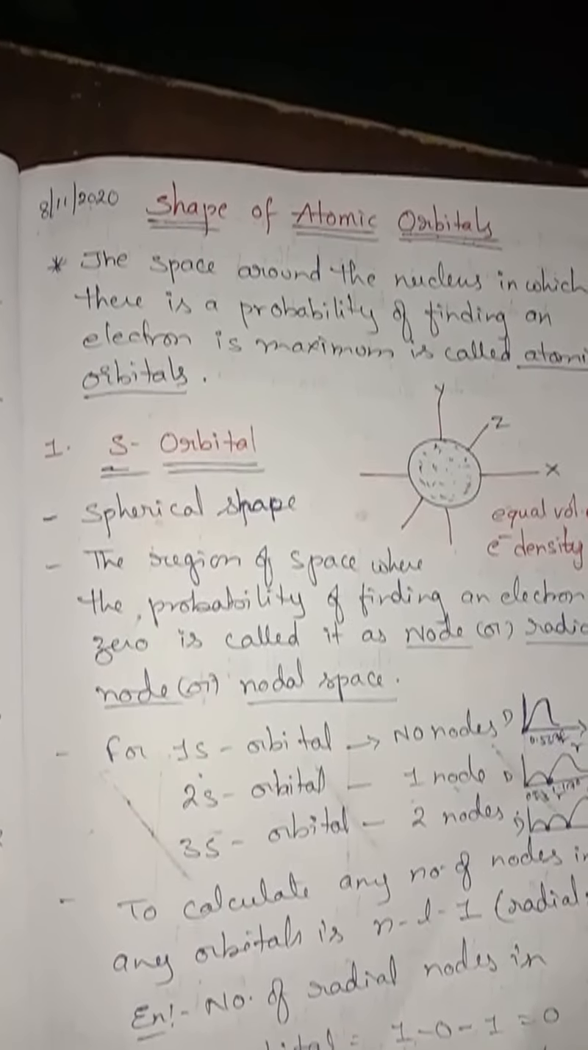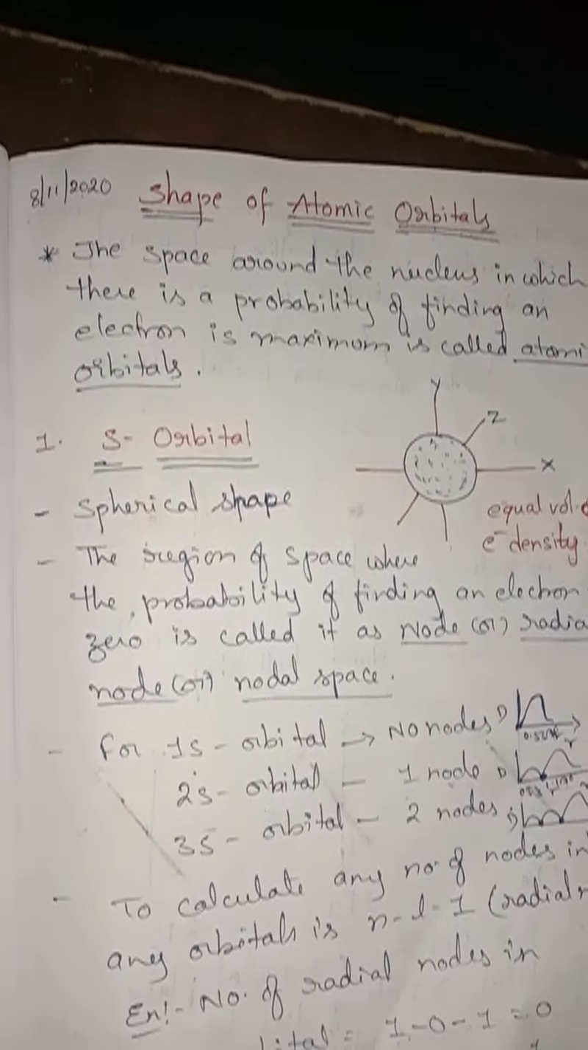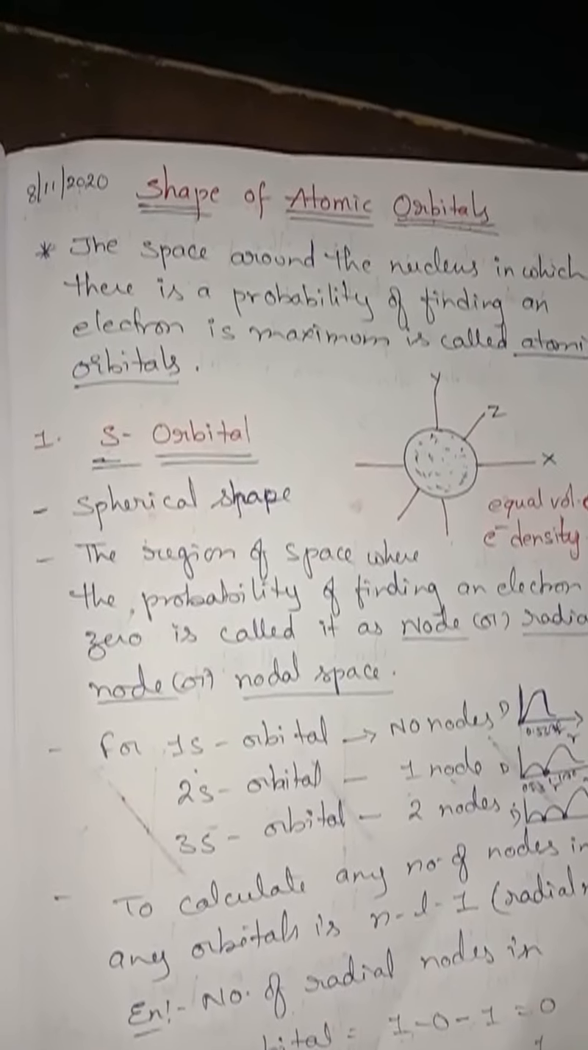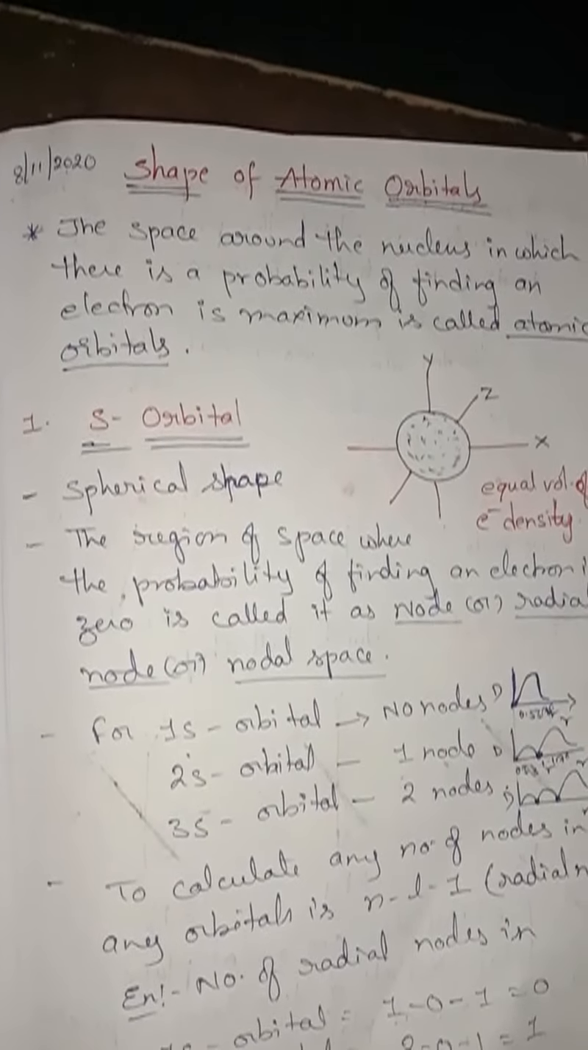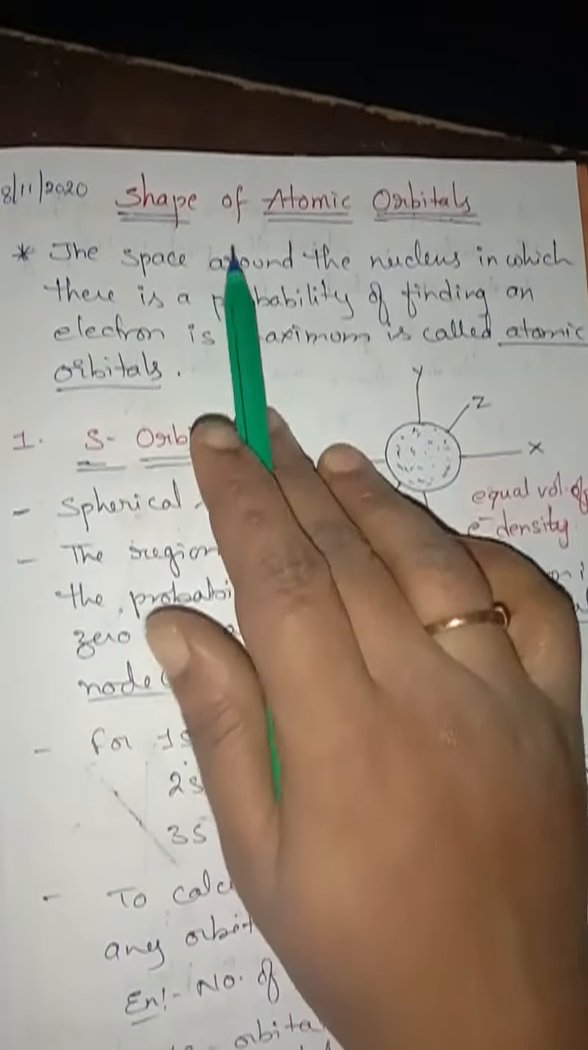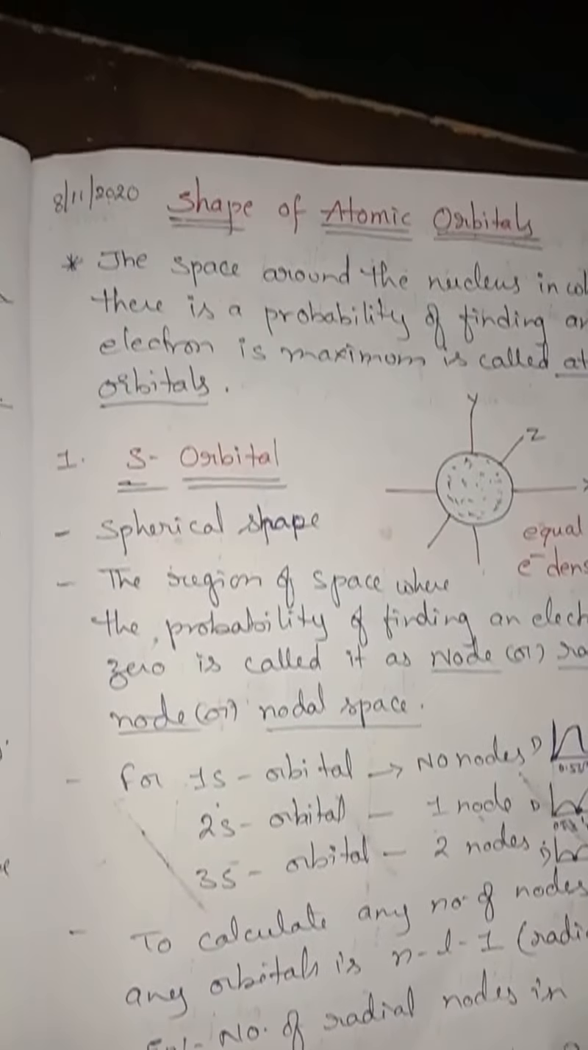Good morning children. In today's class we are going to discuss the shape of atomic orbitals. In the previous class we discussed the Schrödinger wave equation, quantum numbers and different types of quantum numbers. Today's session is about the shape of atomic orbitals.